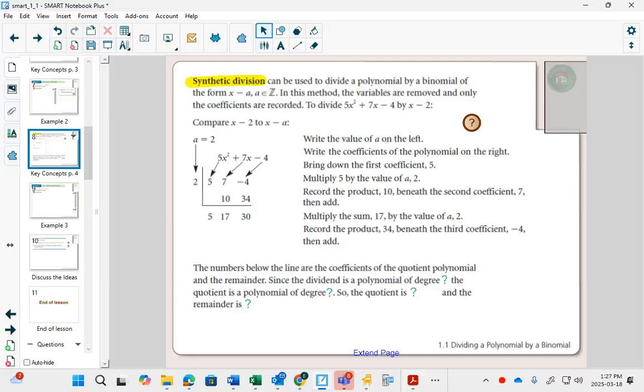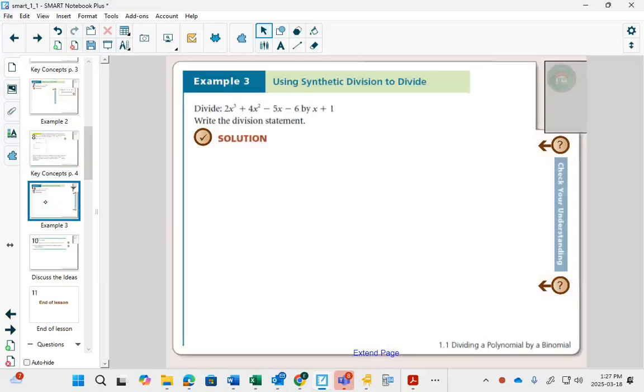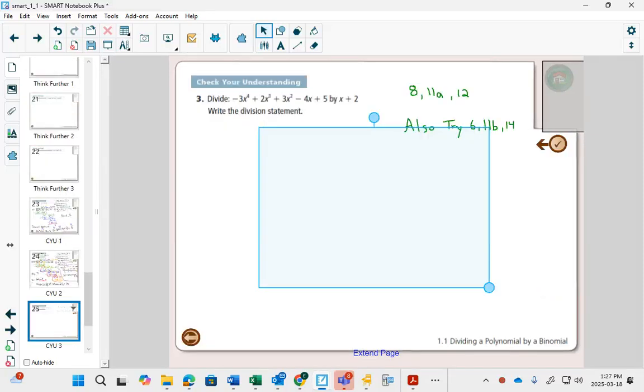So synthetic division is going to be a much faster way for us to do division, because you have to write less, and it's more efficient. However, it only works if you're dividing by x plus something or x minus something. If you're dividing by 2x plus something or -x plus something, you still have to use long division. So it only works if we're doing an x plus something or x minus something.